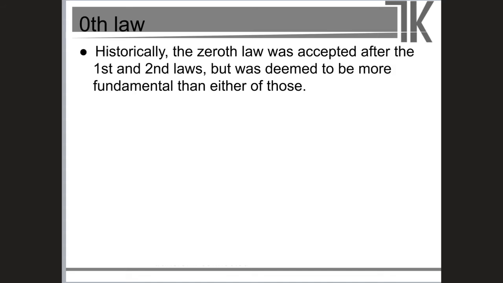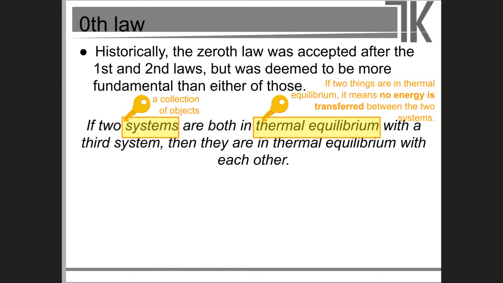So historically, the zeroth law was accepted after the first and second laws, but it's more fundamental than either of those. So we didn't call it the third law. We went back and realised this one's a lot more important, so we're going to call it the zeroth law. It comes before the first. And the zeroth law states that if two systems are both in thermal equilibrium with a third system, then they are in thermal equilibrium with each other.